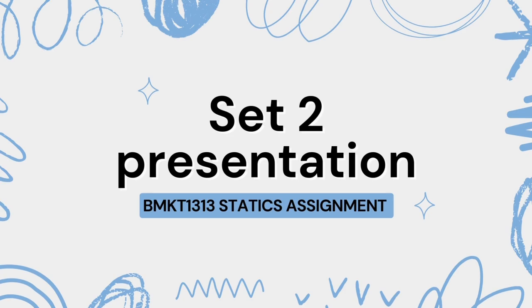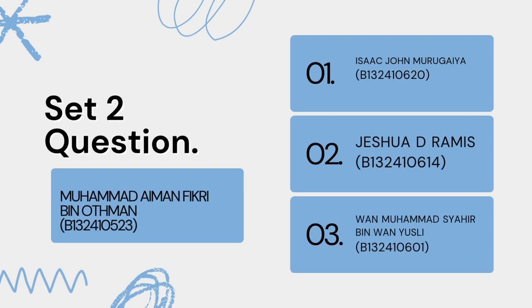My name is AIMAN FIKRI Bmkt1313. My matric number is B132410523. Today, I and my friend from Group 2 are going to present Set 2 questions 1, 2 and 3.